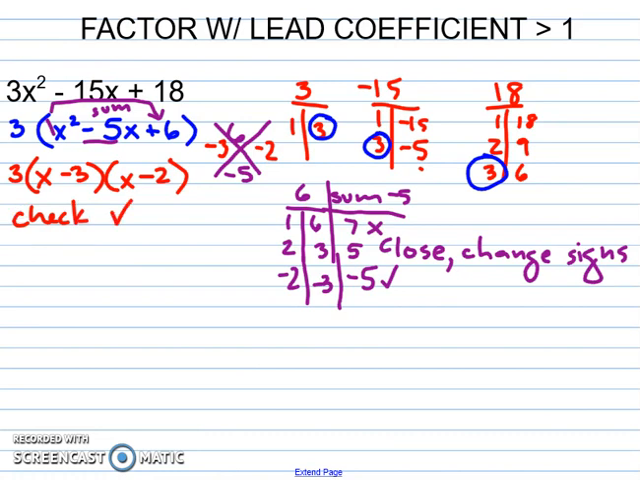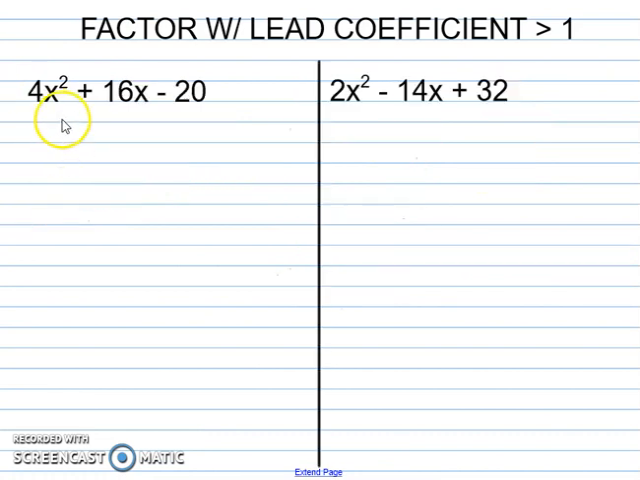All right, 2 more. Here we go. 4x squared plus 16x minus 20. 4, 16, and 20. I know that those have 4 in common. If you don't see it, set up your factor tree. Okay, 4 times x squared gives me 4x squared. 4 times 4x gives me 16x. 4 times negative 5 gives me negative 20.